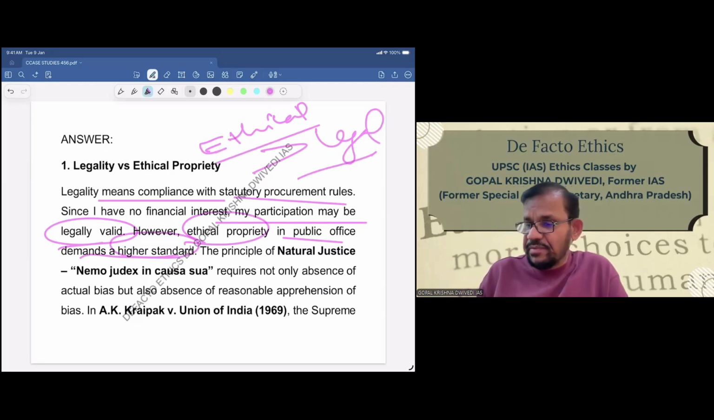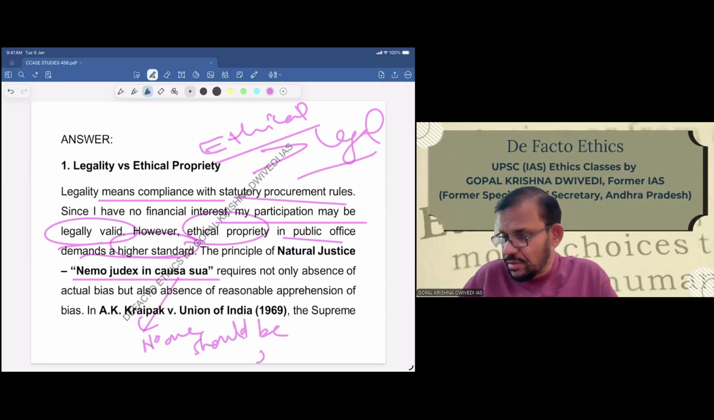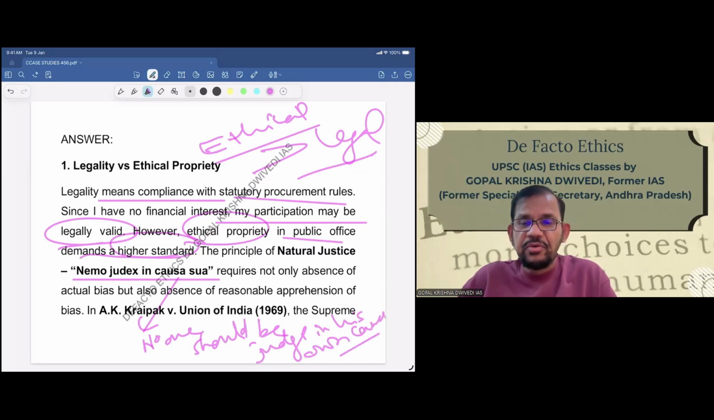The principle of natural justice, nemo judex in causa sua, means nobody should be judge in his own cause. This is a very important principle of natural justice. It requires not only absence of actual bias, but also absence of reasonable apprehension of bias. So even though actual bias or actual conflict of interest is not there, definitely there is reasonable apprehension of conflict of interest or bias.